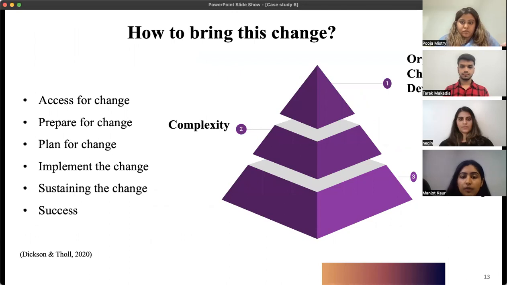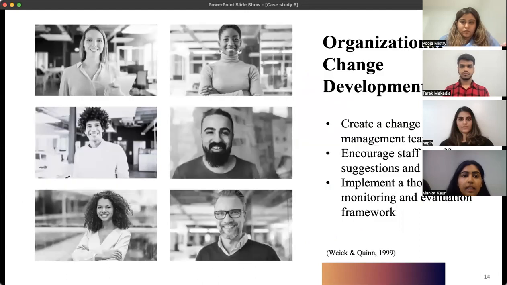Now, when we talk about organizational change development in the next slide, as the mentioned solutions need to be in service, there is need for organizational change as well. Following are some organizational change development techniques proposed by Rick and Quinn in 1999. Create a change management team to coordinate the execution of suggested solutions and promote communication within the company.